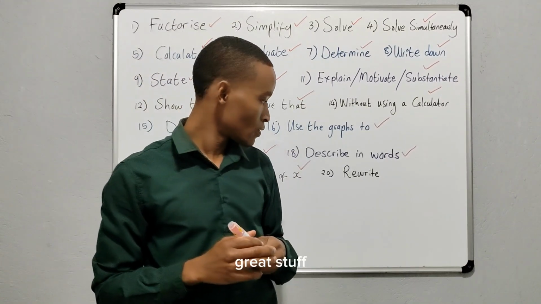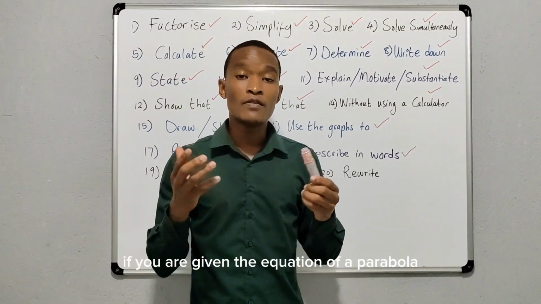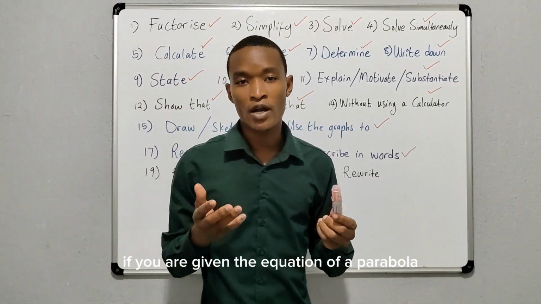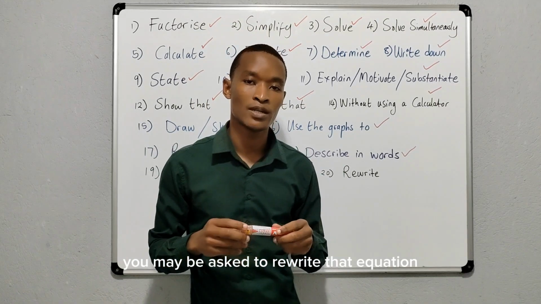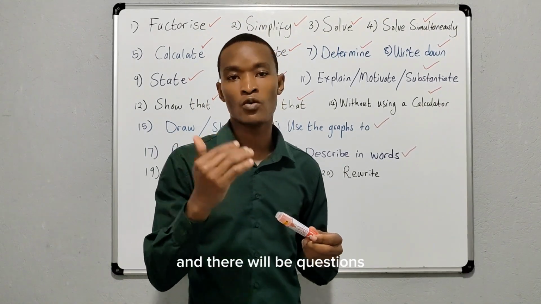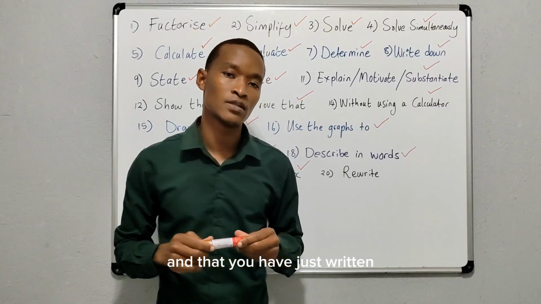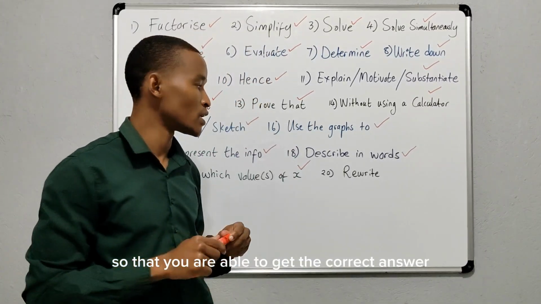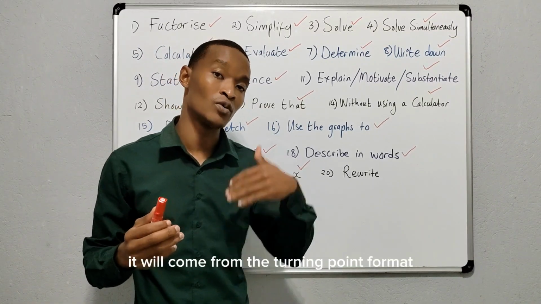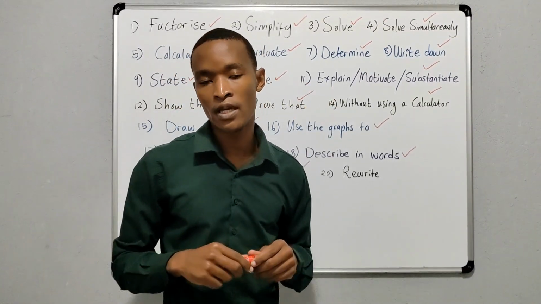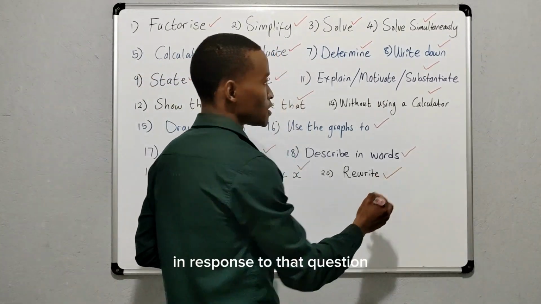Okay, great stuff. Number 20, rewrite. If you're given the equation of a parabola in standard format, you may be asked to rewrite that equation in turning point format, and there will be questions based on that particular format that you have just written, so that you are able to get the correct answer. For example, get the coordinates of the turning point. It will come from the turning point format that you would have produced in response to that question.